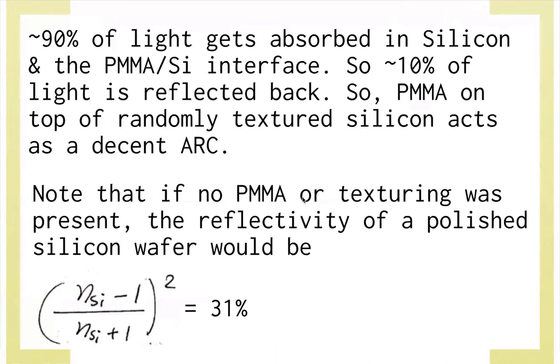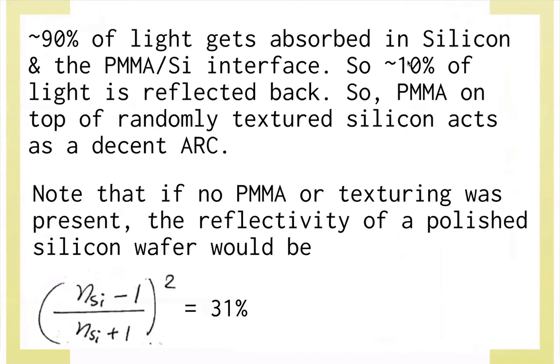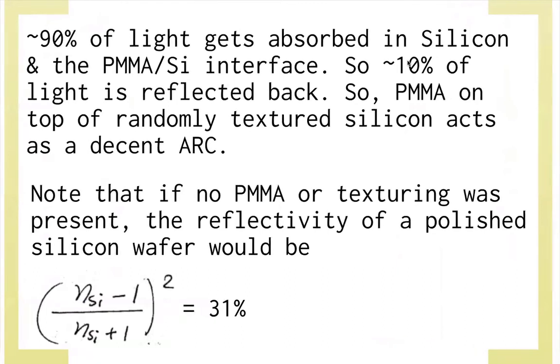Note that if no PMMA or texturing was present, the reflectivity of a polished silicon wafer, which is what I was saying before, is n silicon minus 1 by n silicon plus 1, squared. It's about 31%. So we have basically reduced the reflection from 31%, remember it looked like a mirror, to about 10%, which is quite good. All we have done is textured the silicon and spray painted it with plexiglass. So fairly simple idea.